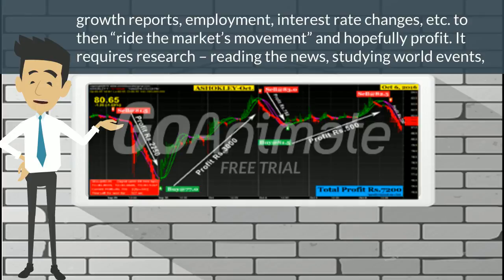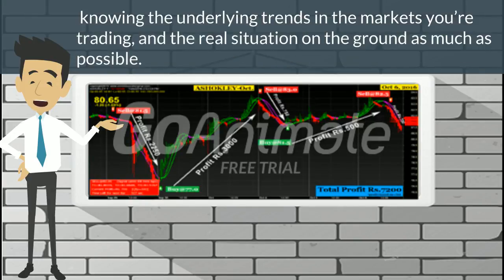It requires research, reading the news, studying world events, knowing the underlying trends in the markets you're trading, and the real situation on the ground as much as possible.